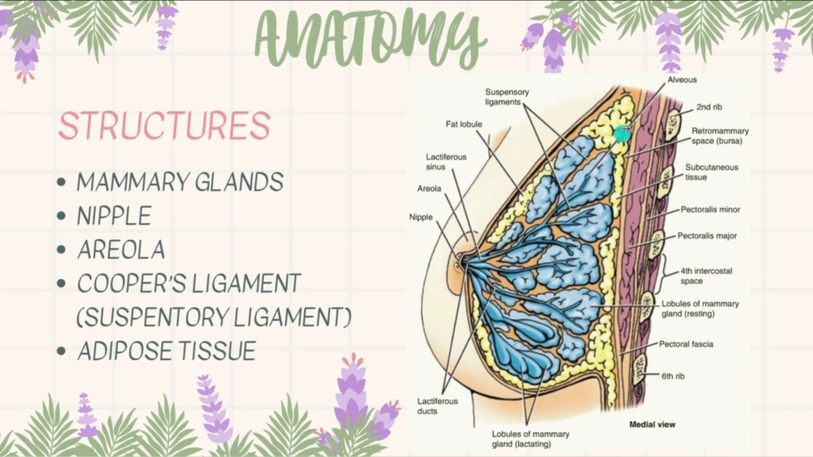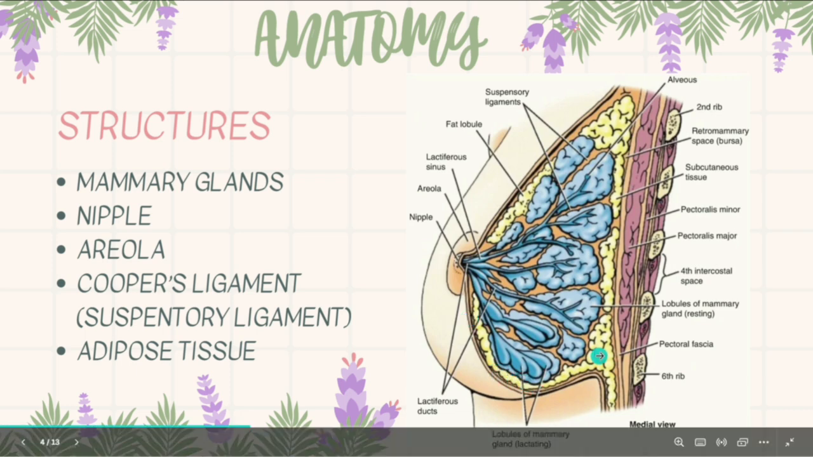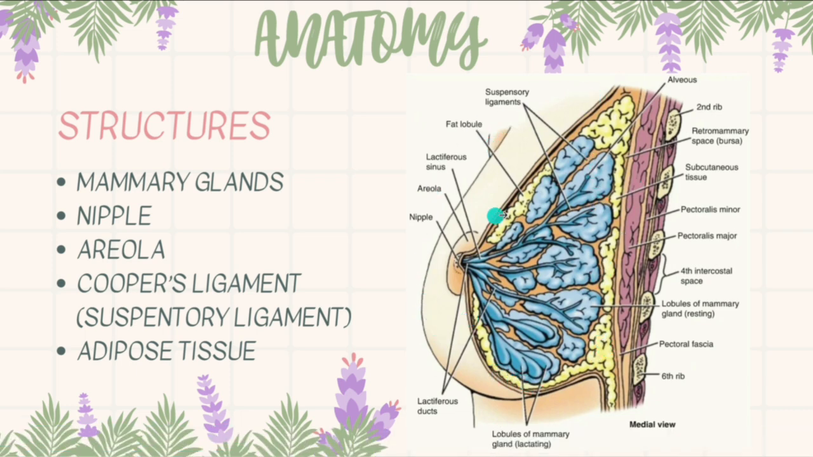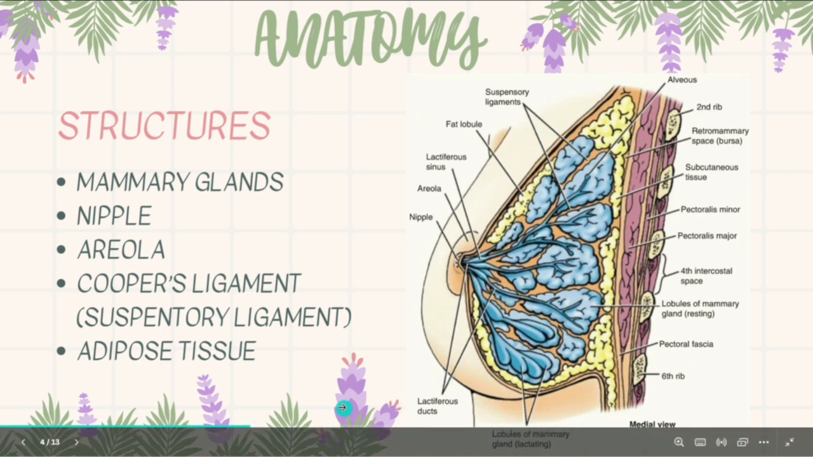And lastly, we look at these yellow-like structures. These are adipose tissue, and these are what give a circular structure to the breast, and it also supports the glandular organs inside the breast. Also, the mammary glands are lined with specialized cells known as myoepithelial cells, which are important in ejecting milk from the mammary glands towards the nipple, which we will be looking at in the next slide.